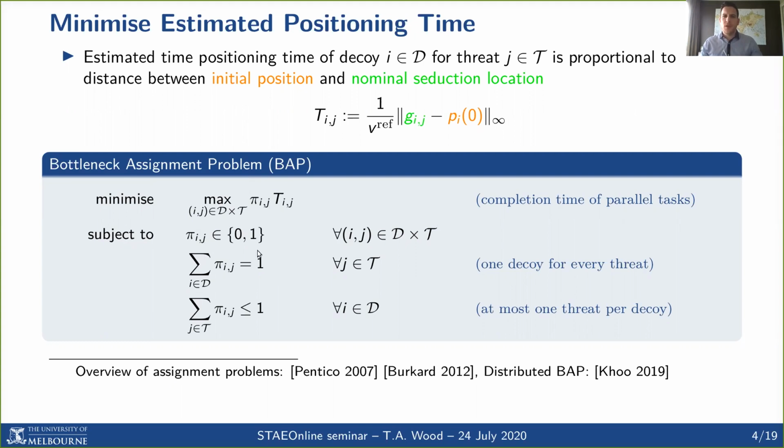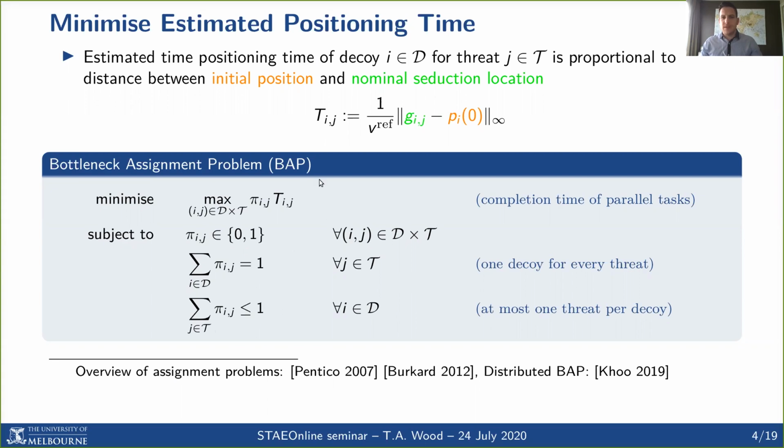And in particular, we say that one decoy has to be assigned to every threat. So this is the first constraint. And also at most one threat per decoy. So we assume that there are more decoys than threats. So there may be decoys that are not assigned to any threat, but all threats should have one decoy assigned to them. So this problem is a well-studied assignment problem.